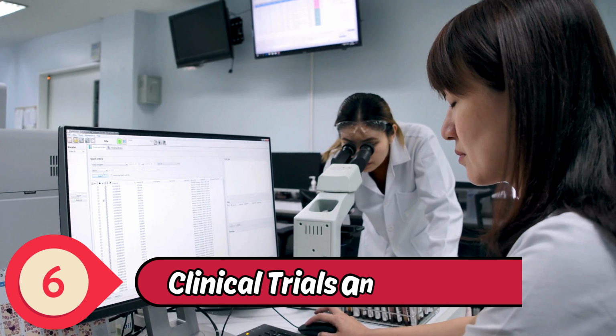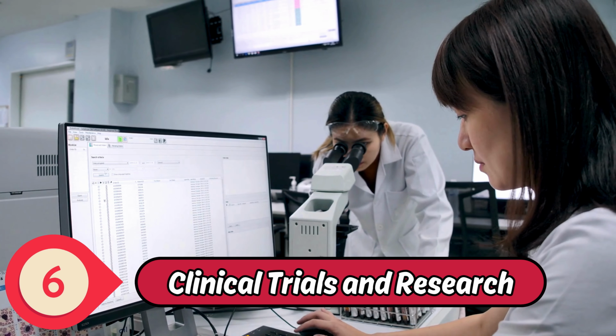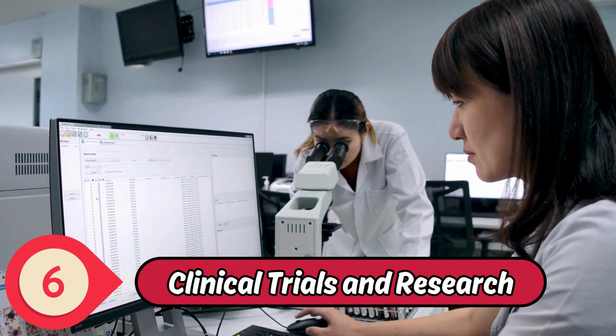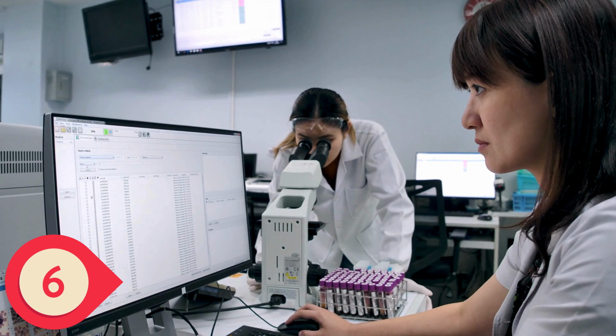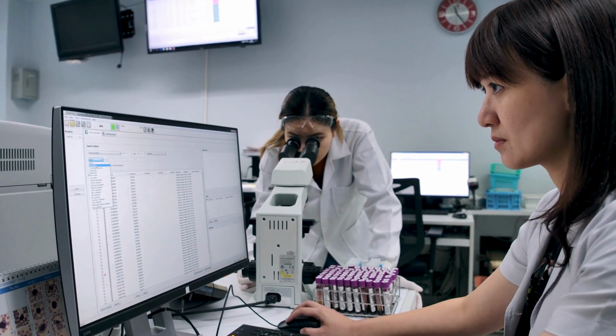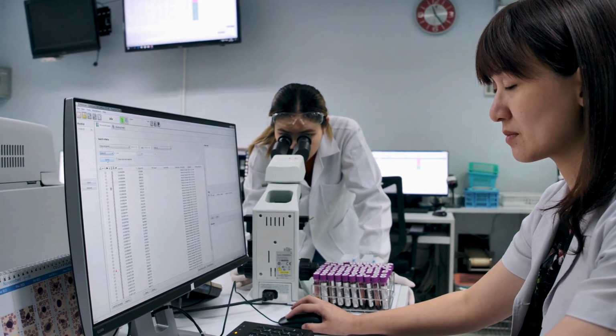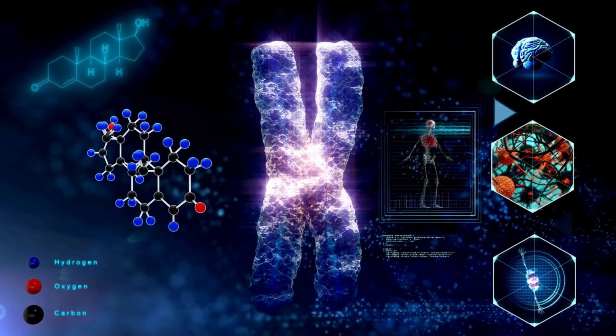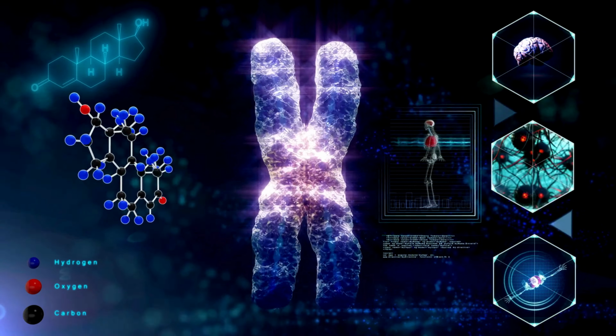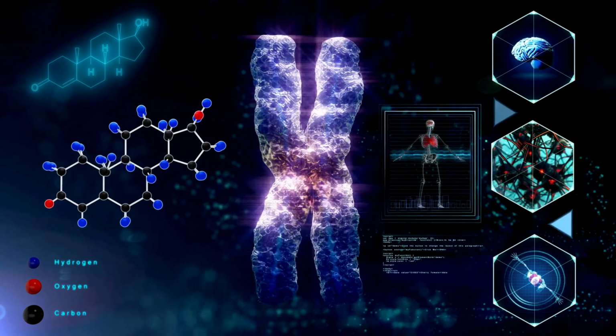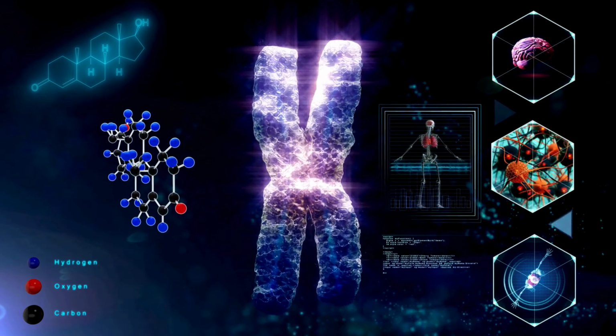Step 6. Clinical trials and research. Ongoing research by institutions like the National Institute of Diabetes and Digestive and Kidney Diseases is crucial. These trials help us understand the genetic factors and progression of NAFLD and test new treatments.